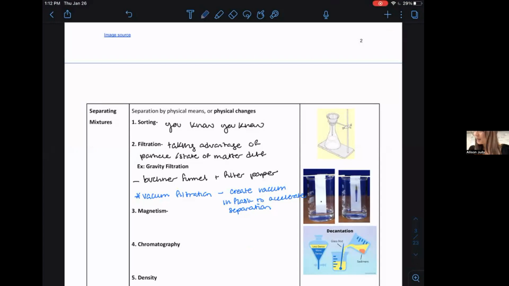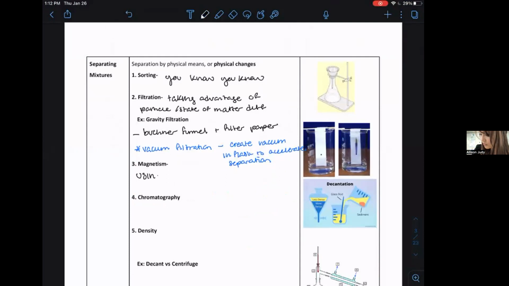So magnetism using north versus south, attractive versus repulsive. I can't spell today.